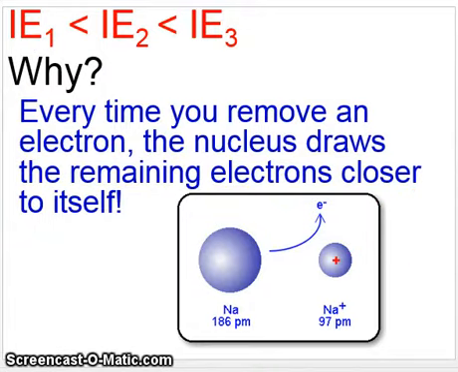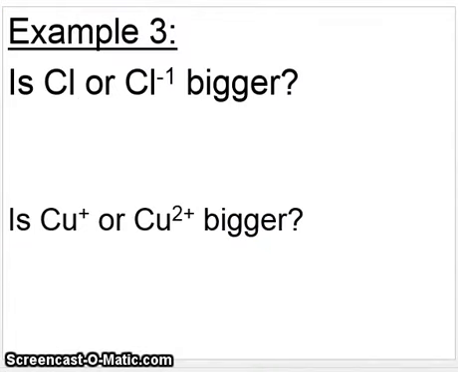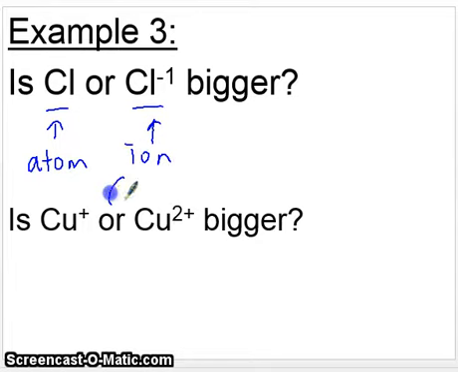So we can talk about the differences in ionic size to help predict this. So we have a few questions here. The first question is, which is bigger, chlorine or chlorine minus 1? Now remember, this is the chlorine atom because it is neutral. This is the chlorine ion because it is negative. Actually an anion, to be more specific.